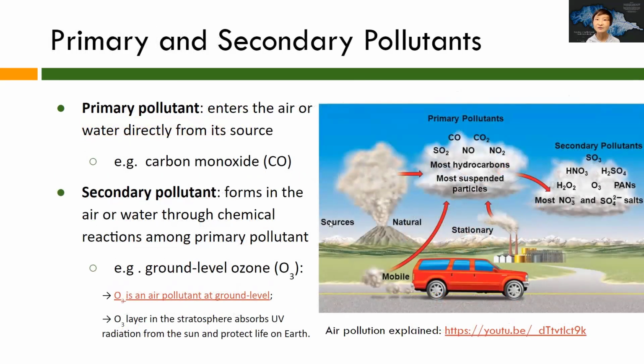All right, speaking of air pollutants, you have two types. You have primary, which enters the air or water directly from the source. But you also have secondary, which is more harmful and forms in the air or water through chemical reactions among primary pollutants. So you recook it. For example, ground level ozone. Ozone is protecting us in the stratosphere, but at the ground, it's an air pollutant.